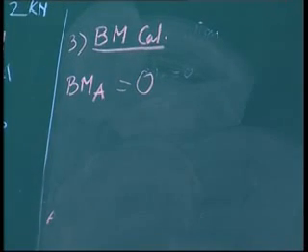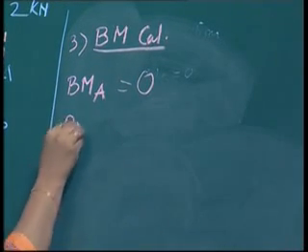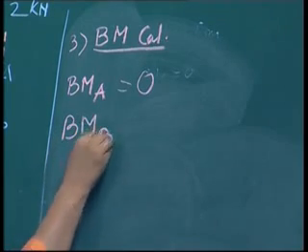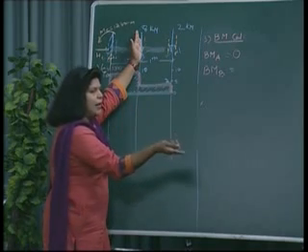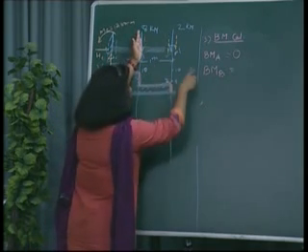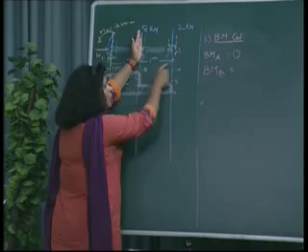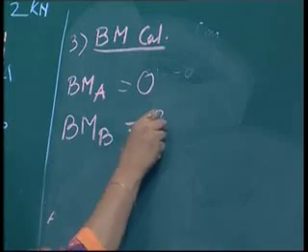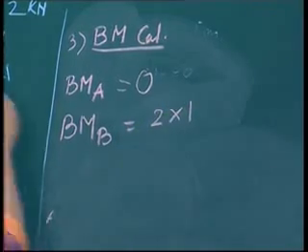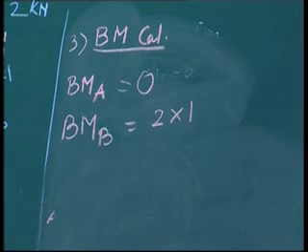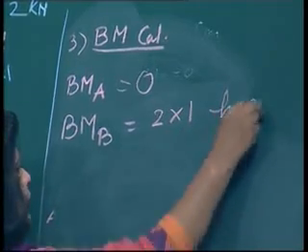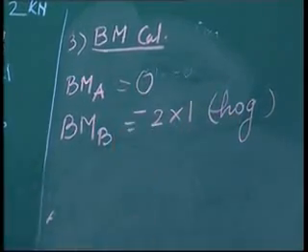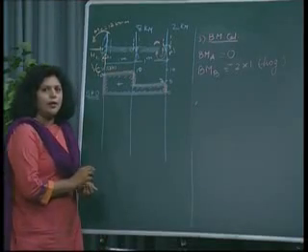Then we come to bending moment at point B. We put our hand at point B and see on the right side. How many forces are there? Only one. So, 2 into what is the perpendicular distance? 1. So, 2 into 1 and it will rotate like this. So, beam will be lifted in the upward direction. So, it is called as what? Hogging, and hogging is taken as negative. So, minus 2 kilonewton meters.